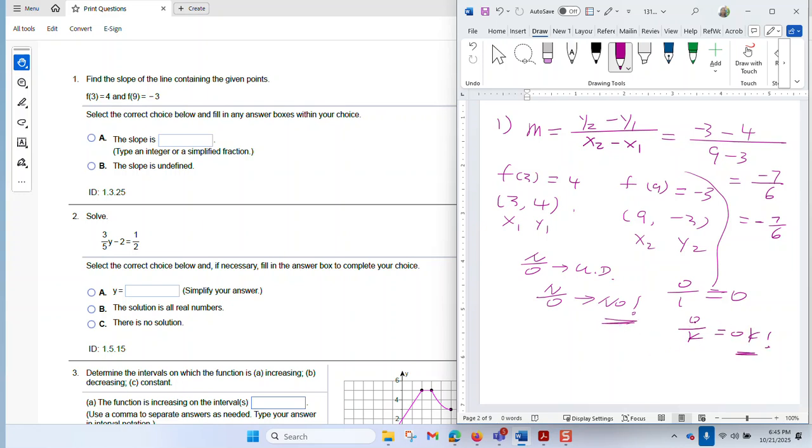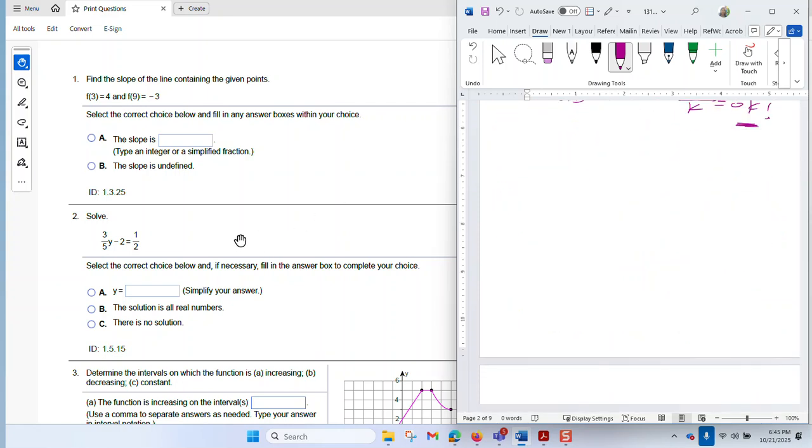When you have a 0 in the numerator and the denominator is non-zero, that's okay, because that's equal to 0. But when you have 1 divided by 0, that is undefined, so this one is a no. Questions? So this one, you do have a slope. The slope is -7 over 6, so it's not undefined here.